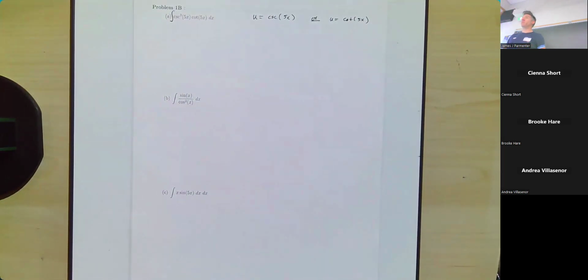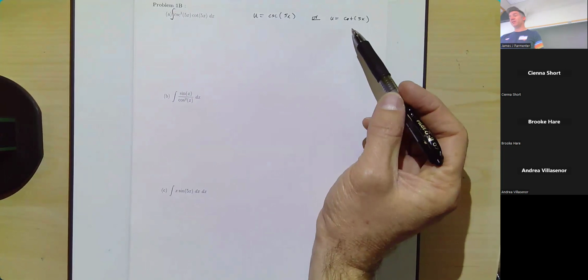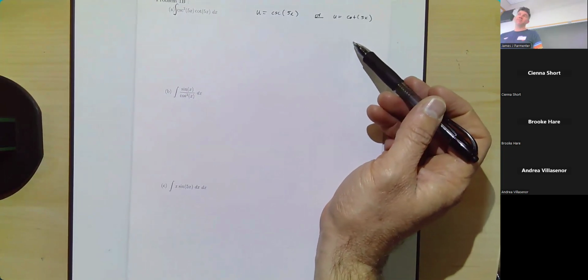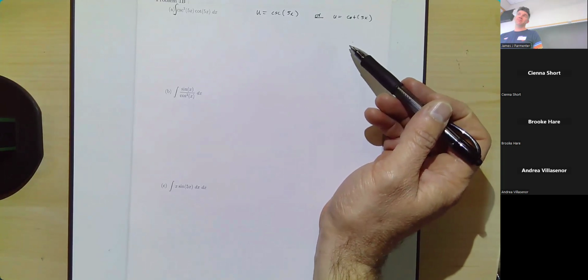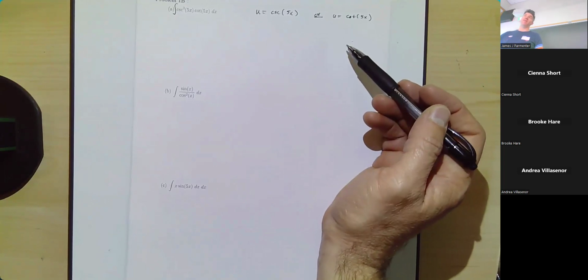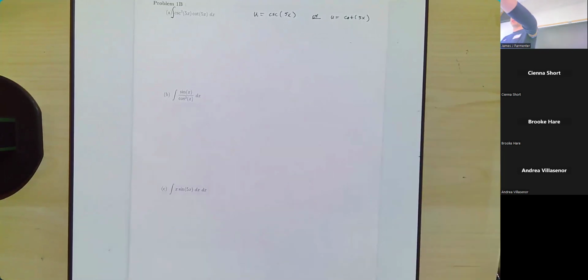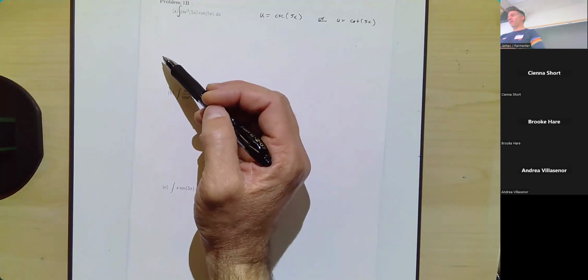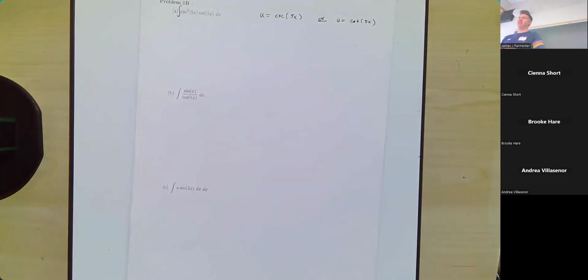Let's think about which choice is better. If u were cotangent, what's the derivative of cotangent of 5x? It's actually negative cosecant squared of 5x times 5. The important thing to focus on there is the cosecant squared. That's probably not going to work out great because I have a cosecant cubed, and if I do that, I'm going to have a leftover cosecant, and that's problematic.